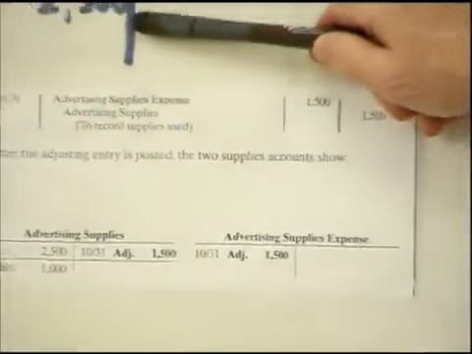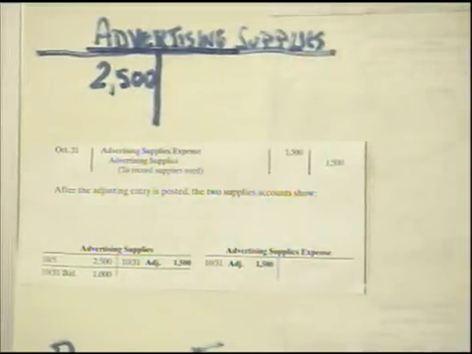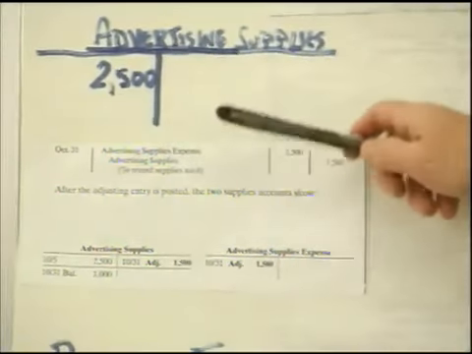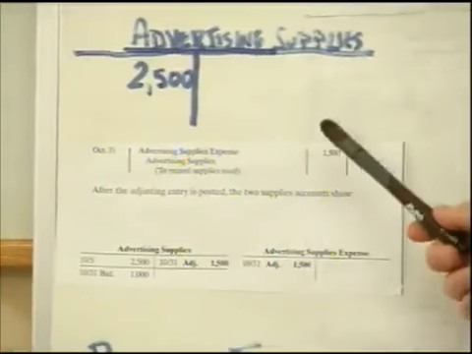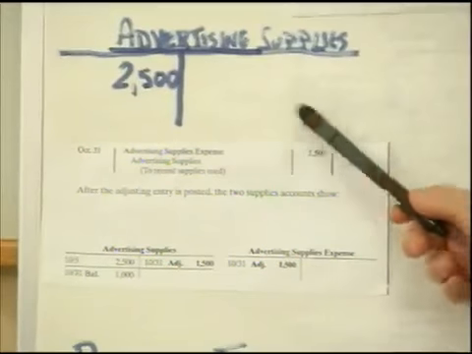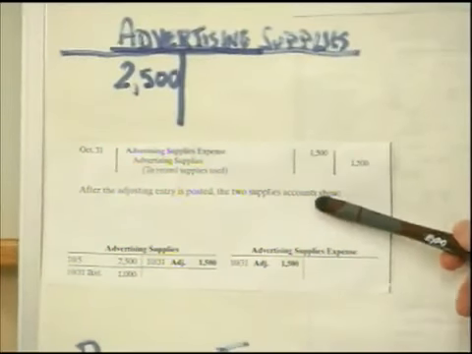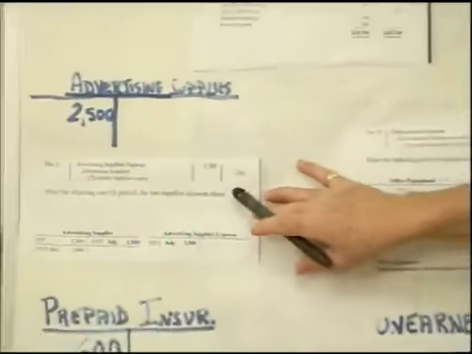So really, this advertising supplies account, as we purchase them, we debit them again into this account, and it's a holding tank. It amasses all the supplies we purchased and that have gone into that closet in the back. And then at the end, we just count them. Whatever we have left, we know we haven't used, and the difference is what we used. And as we did here, we record it as an expense. That's one of the adjusting entries that we will have on a continuous basis in accounting.